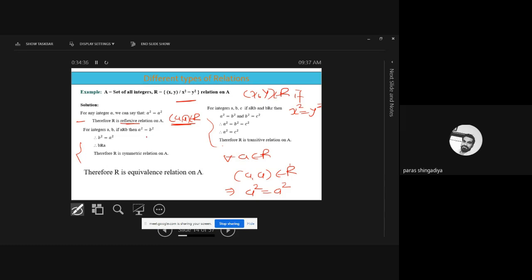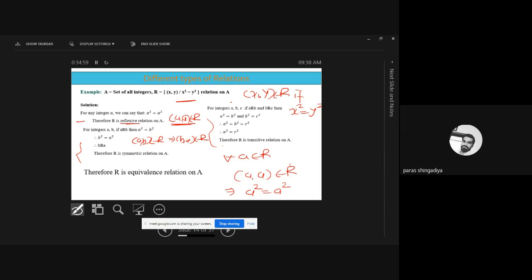Now the second one, symmetric. For symmetric, we just check that if (A, B) belongs to R, then (B, A) should also be part of R. Okay? If (A, B) is there, then (B, A) should also be there. So what about (A, B)? For (A, B), A square is equal to B square, so we can also write B square is equal to A square.